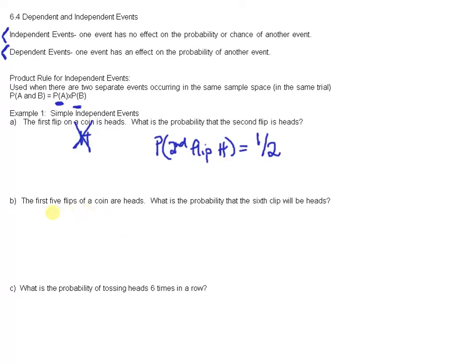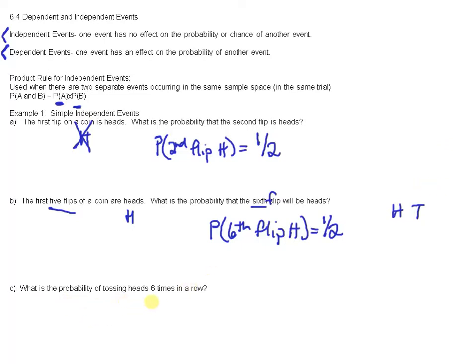So B, the first 5 flips of a coin are heads. What is the probability that the 6th flip will be heads? Again, it doesn't matter what the first five flips were. This is independent. Every single time you flip a coin is independent of another time you flip it. The probability is 1/2. And again, we get that from heads and tails. There's 2 outcomes, so it's 1/2.